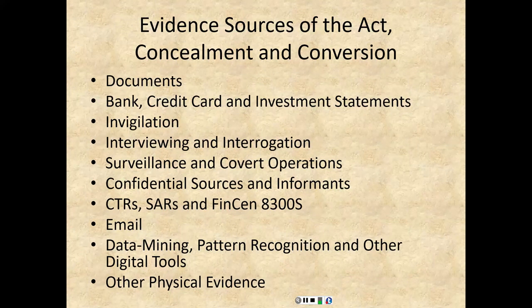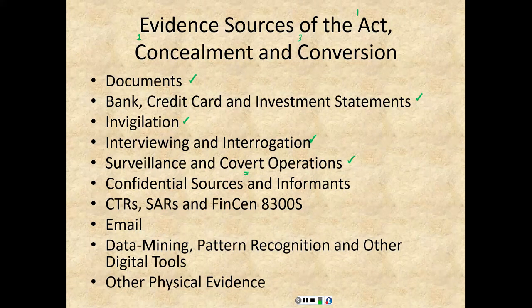So, we've been talking about evidence. What constitutes evidence? What are the typical things we see? Notice we've got the act, concealment, and the conversion. This is the whole process of the fraud here. So again: documents, bank records, invigilation, looking before and after, which we're going to take a look at in just a minute. Interviewing and interrogation, and we're going to talk about the differences between the two. Surveillance and covert operations. Oh my God, sounds like we're going to do I Spy a little bit.